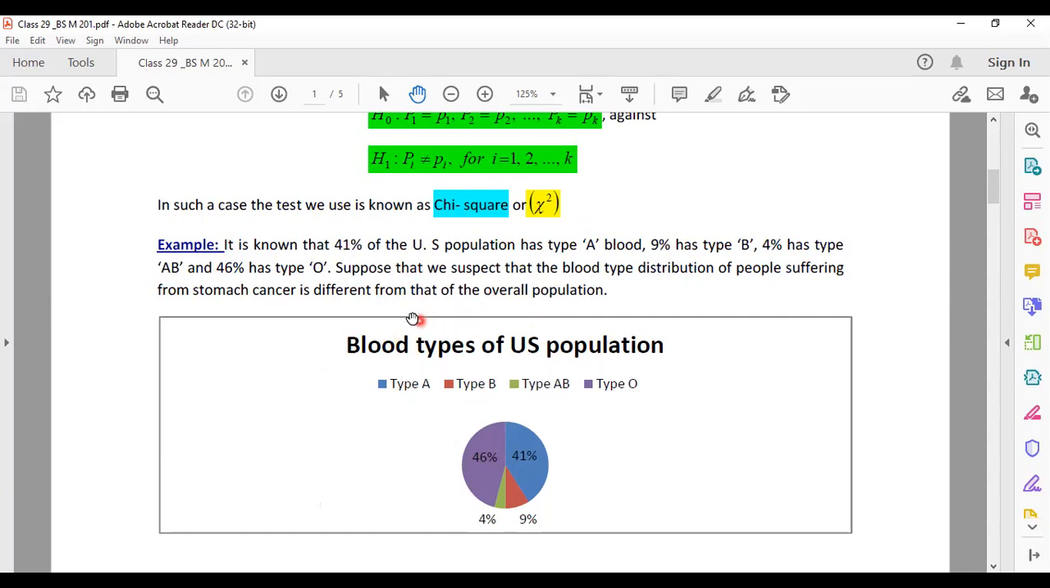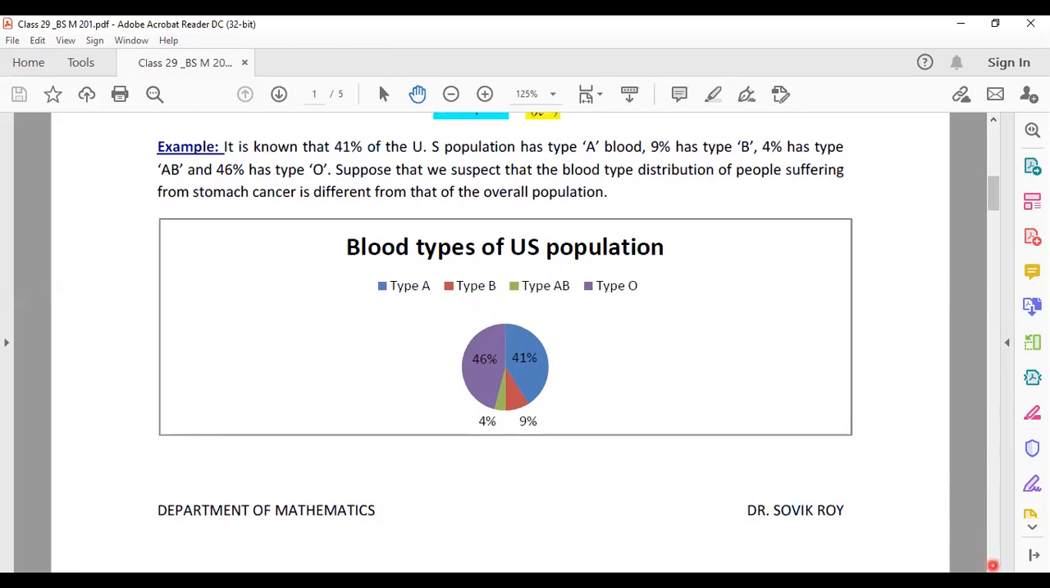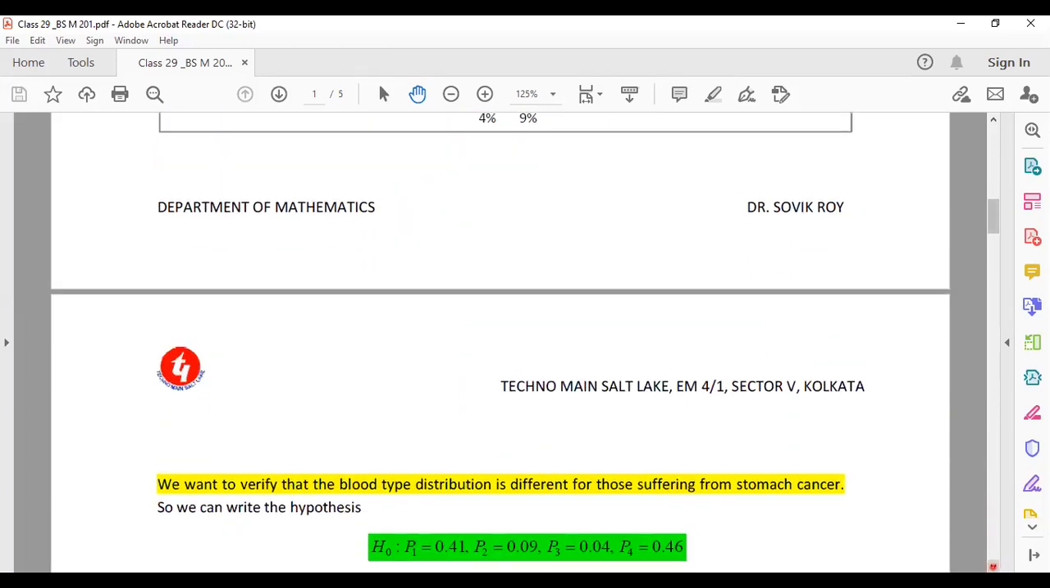So they want to study whether the people suffering from stomach cancer actually fall into these categories of blood groups, or into different categories. That is the point under study, and they have made a pie chart like this, showing the percentage of people having a specific kind of blood group. This is the situation that I am explaining over here.